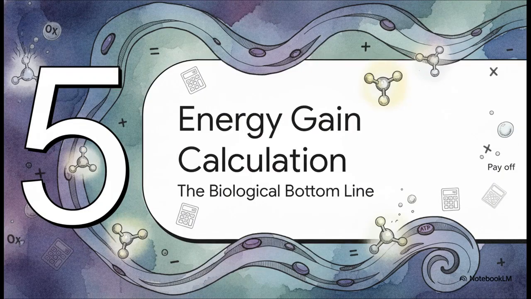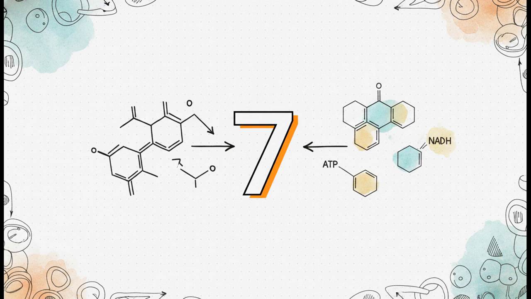Up next, Section 5, Calculating the Energy Gain. So, the crucial point is, what is the ultimate biological bottom line of this entire metabolic investment? It's exactly 7. When one molecule of glucose is fully oxidized to pyruvate under aerobic conditions, the net energy gain for your body is exactly 7 ATP. This accounts for the ATP directly gained, minus the ATP we invested earlier, plus the ATP equivalent generated from those NADH carriers produced along the way. That 7 ATP is the hard-earned profit your cells use to keep everything functioning.